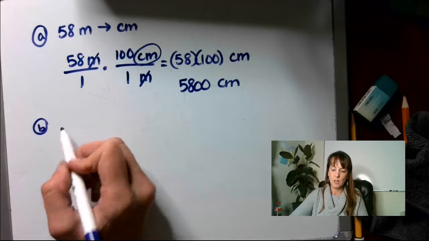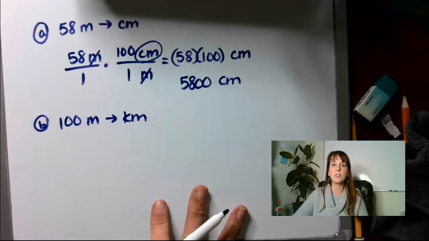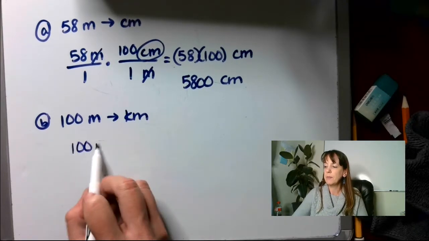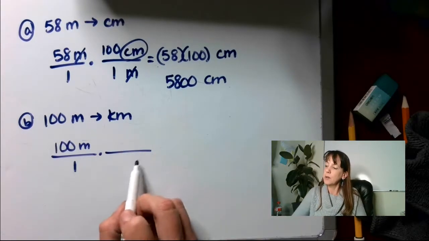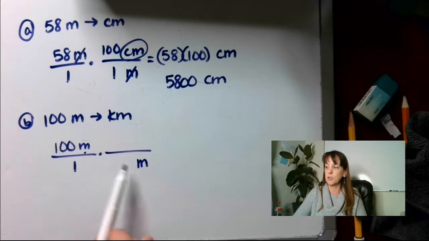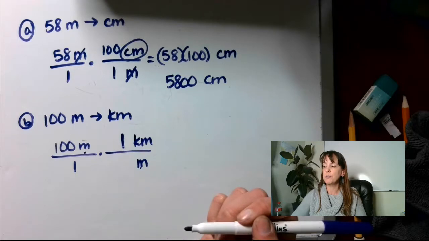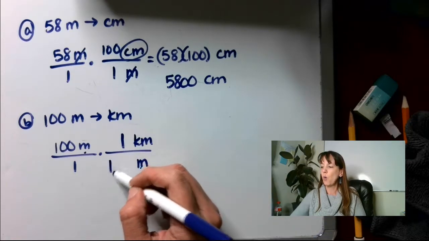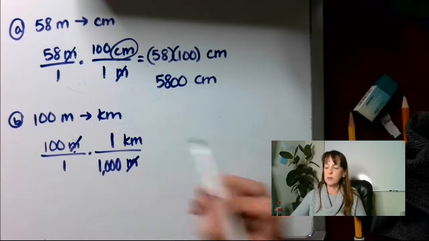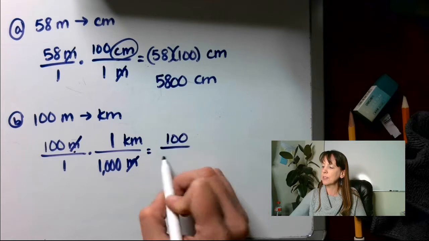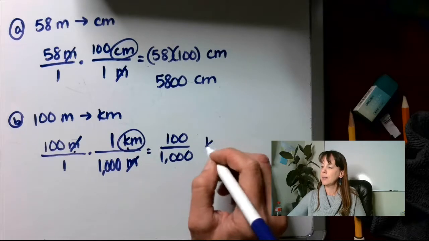Let's take a look at B. 100 meters to kilometers. Now, there's 100 meters over 1. We always write it like that. Times, and then we're going to need to put meters at the bottom here because it's at the top here, so we're going to be canceling those out, to kilometers. Now, kilometers are larger than meters, so in 1 kilometer, I have 1,000 meters. That means meters get canceled out, and upstairs I have 100, and downstairs I have 1,000. My unit remaining is kilometers.